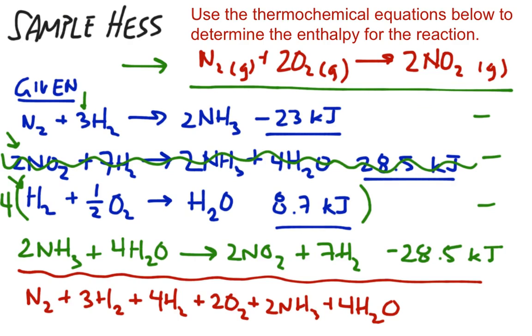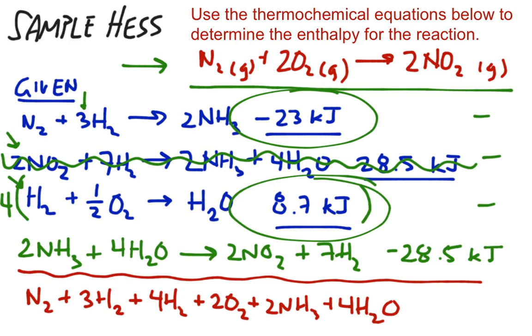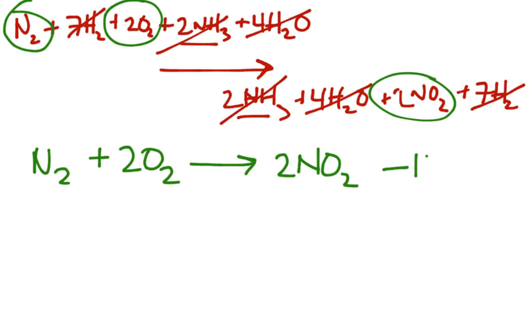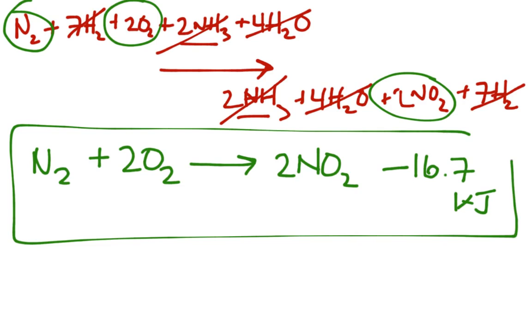Our energy from our first equation was negative 23 kilojoules. To that, we're going to add 8.7 kilojoules, and we need to multiply that value by our 4. So 8.7 times 4 is 34.8. Then we're also going to add negative 28.5. When we add all of these values up, we get a grand total of negative 16.7 kilojoules. All these partial equations yielded this as our final equation. And this is an example of Hess's law.